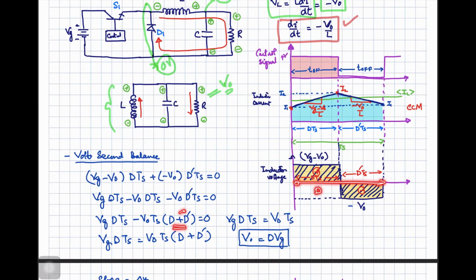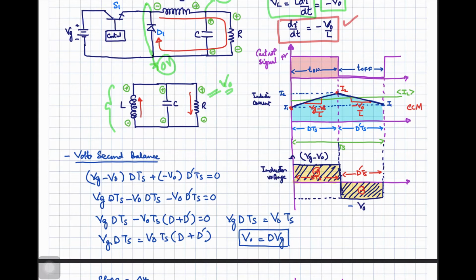This is proportional to d, this is proportional to d prime. So dTs plus d prime Ts should be equal to the total time period. So Ts will be cancelled, so d plus d prime will be equal to 1. Using that here, Vg d into Ts should be equal to V naught into Ts. So V naught is equal to d times Vg.